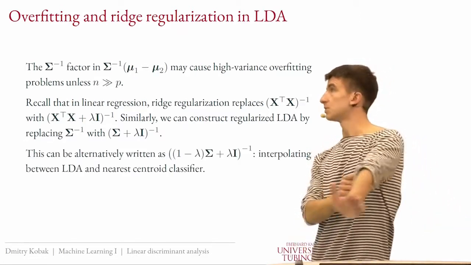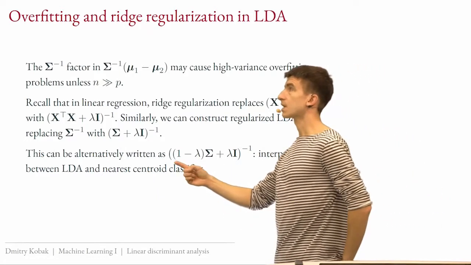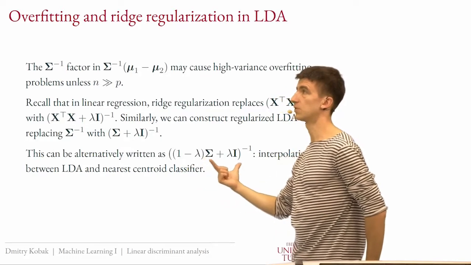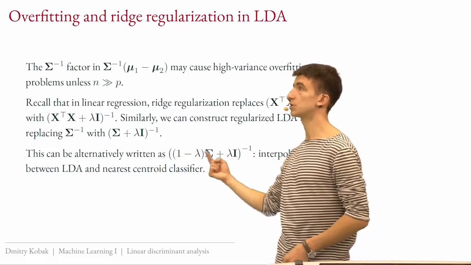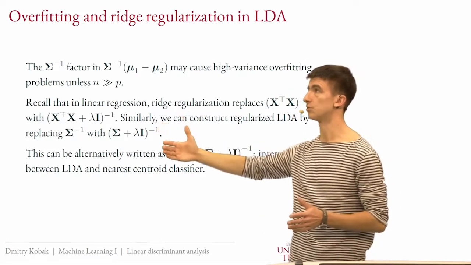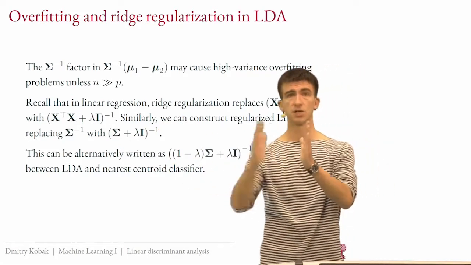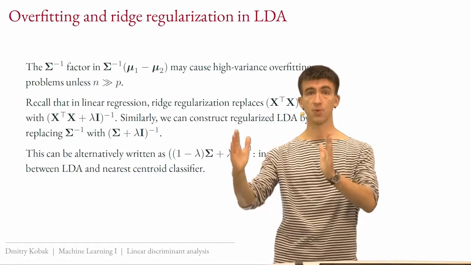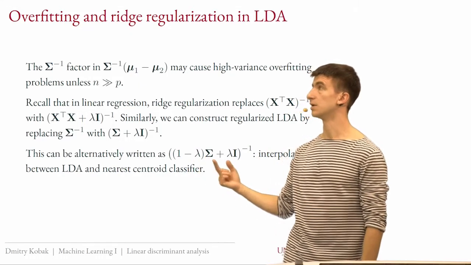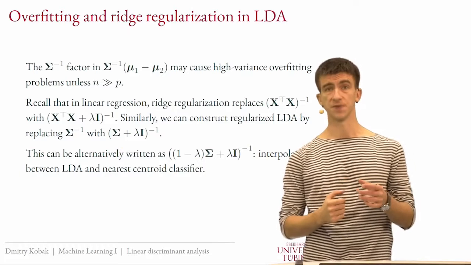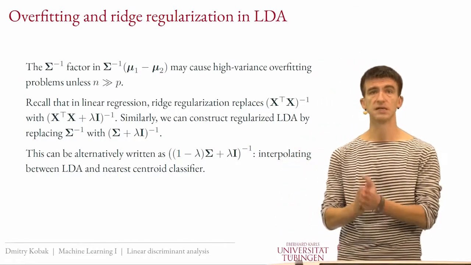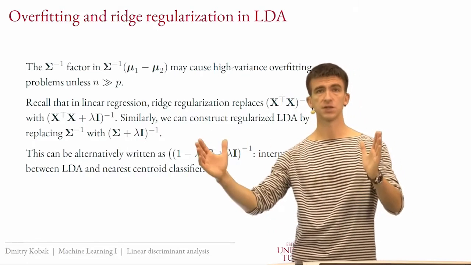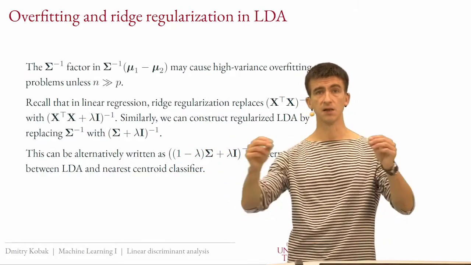We can write the same thing a little bit differently, which is how it's usually done in LDA discussions. Apart from writing sigma plus lambda I, we will insert a one minus lambda term here. This allows for a more natural interpretation, at least in this context, because lambda now changes only between 0 and 1. It cannot grow arbitrarily large. If lambda is 0, you are not regularizing anything. Lambda 0 means just LDA. Lambda 1 means that you forget that you even had your sigma, and you just have the identity matrix, which corresponds to the spherical LDA, as I called it before, basically the nearest centroid classifier. So you can see this as interpolating between raw, vanilla LDA and the nearest centroid classifier, and in the middle you have this entire spectrum.